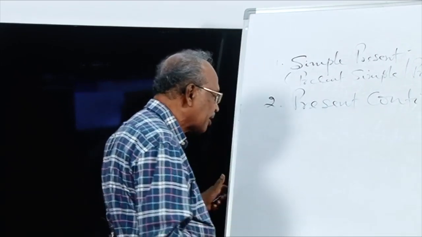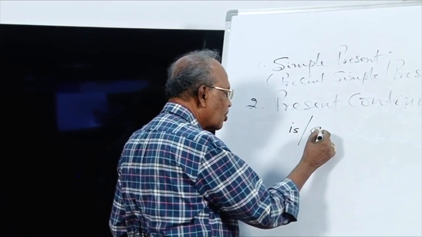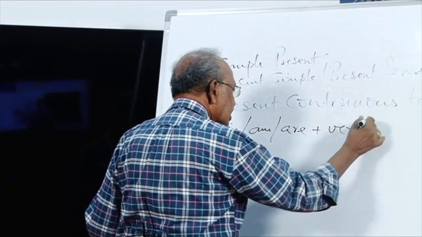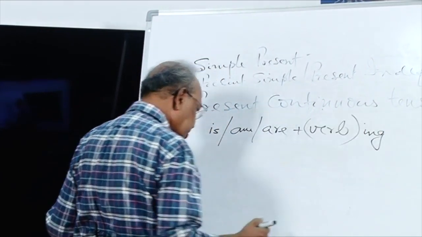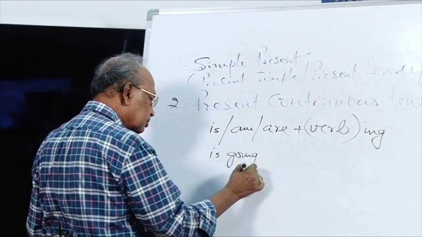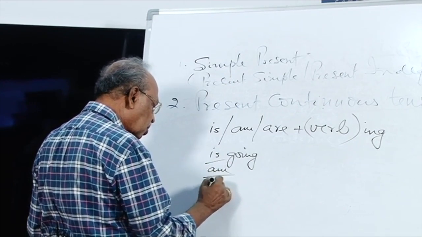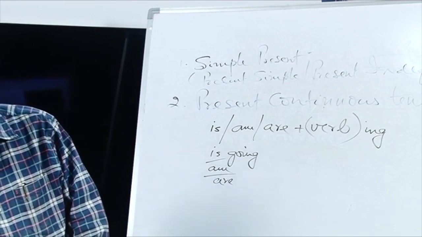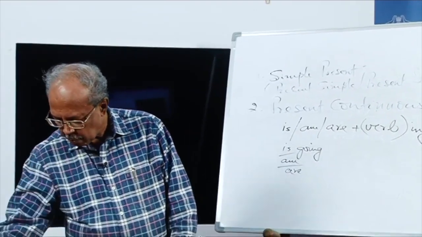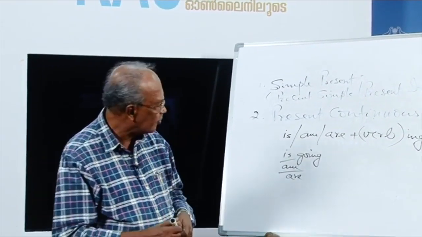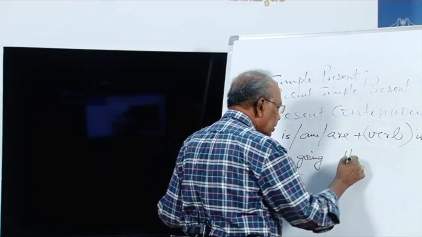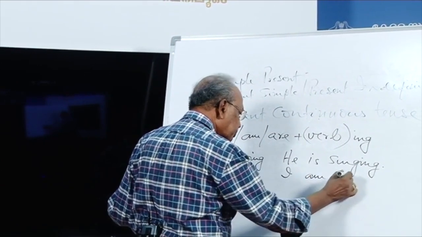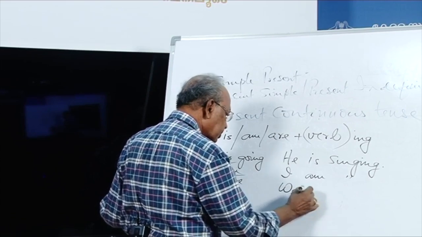So what about the form then? For form, you have to use is, am or are, then plus the base form of the verb and ing. Is going, or am going, or are going. He is singing. If it is I, I am singing. If it is they, or if it is we, are singing.